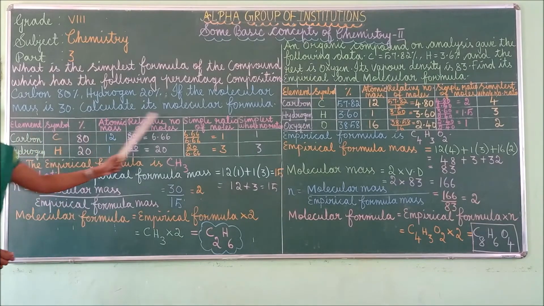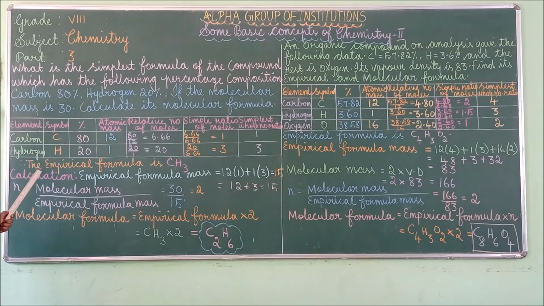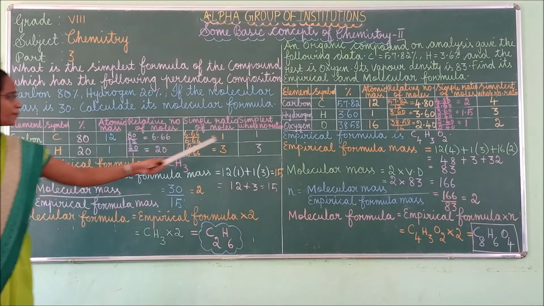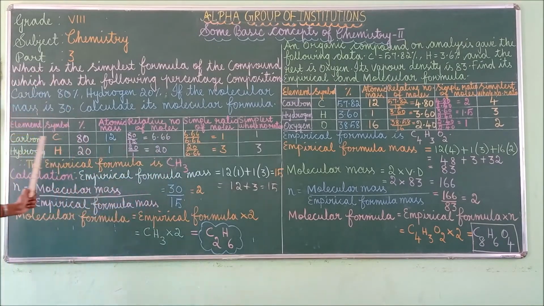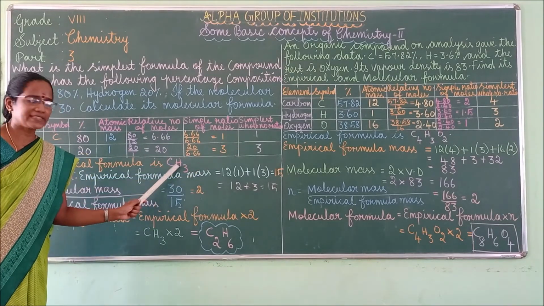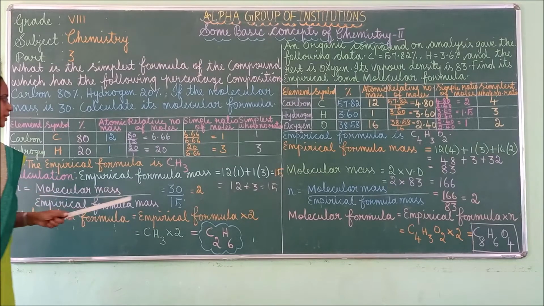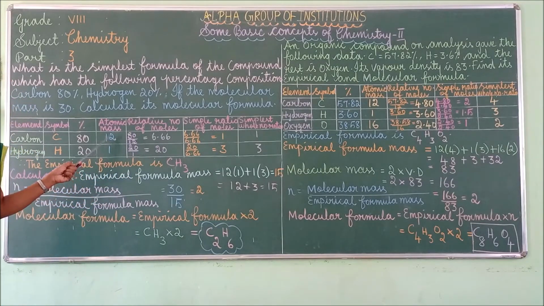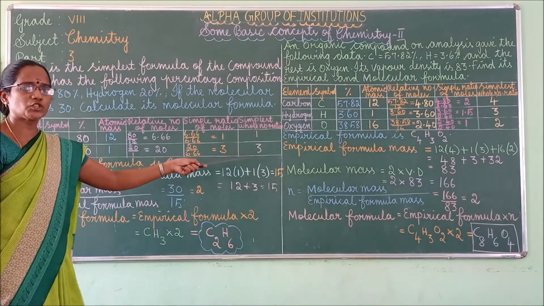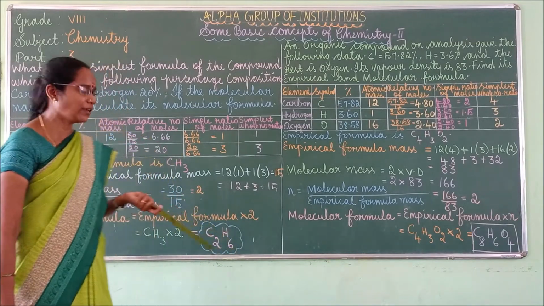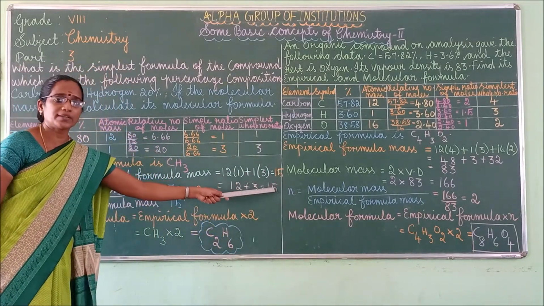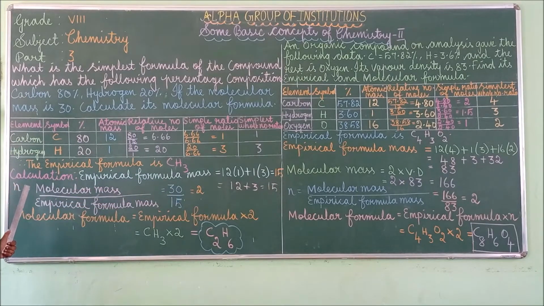Once again, I tell you, you know about this table columns, isn't it? First, you have to find out the empirical formula. For carbon it is 1, so put C, and for hydrogen it is 3, so put H3. You know the empirical formula CH3. Next, we have to calculate the empirical formula mass, right? For that, you have to take the atomic mass, multiply it with the simplest whole number ratio, and by adding them, you will be getting the empirical formula mass. So the empirical formula mass is 15, right? Next, you have to calculate the n.